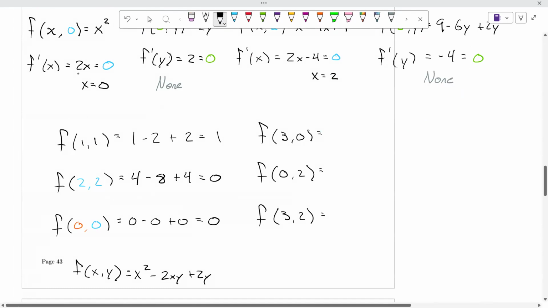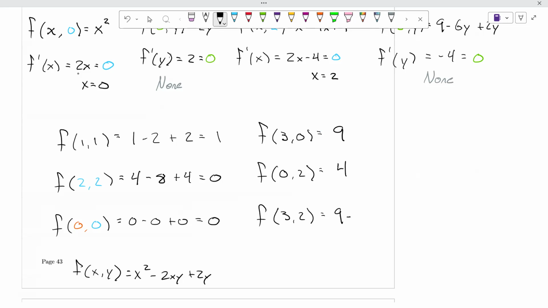If I plug in 3, 0, I'm going to get 9. If I plug in 0, 2, I think I'm just going to get 4. And if I plug in 3, 2, I will get 9 minus 3 times 2 is 6, times 2 again is 12. Is that a plus 4? Altogether, that's 1. Do I get no negative values? Kind of looks like maybe I don't.